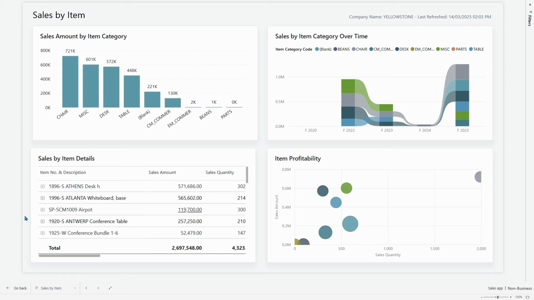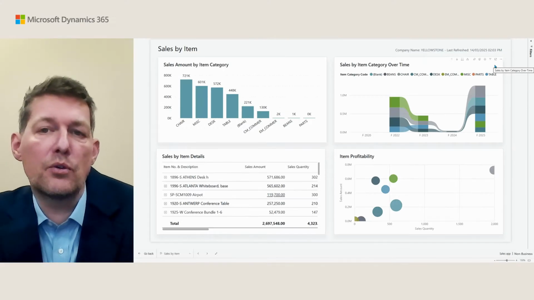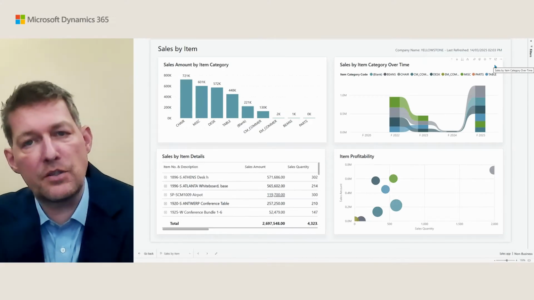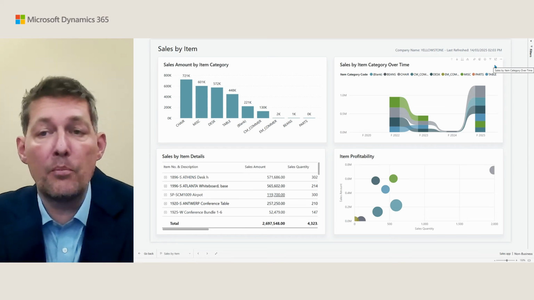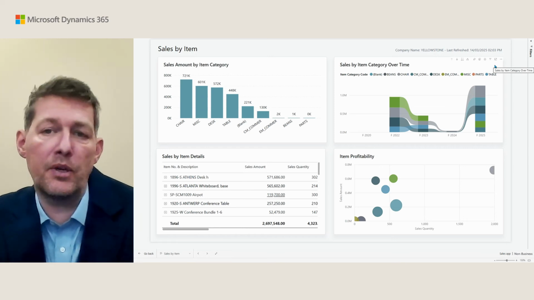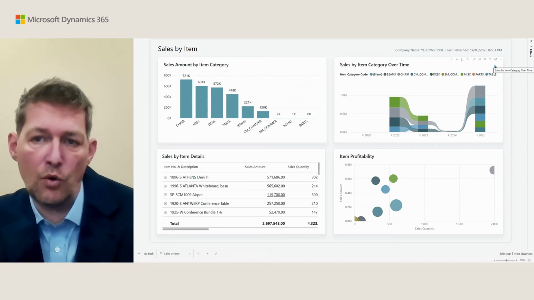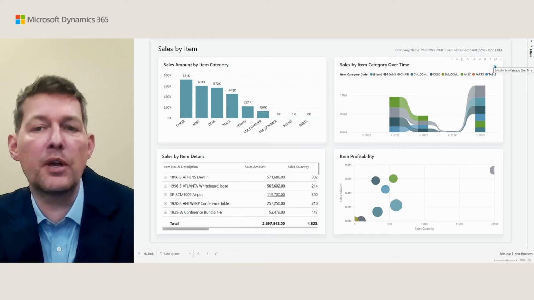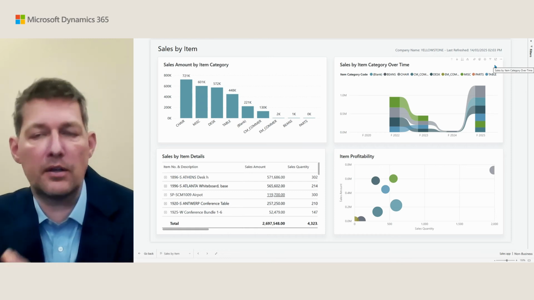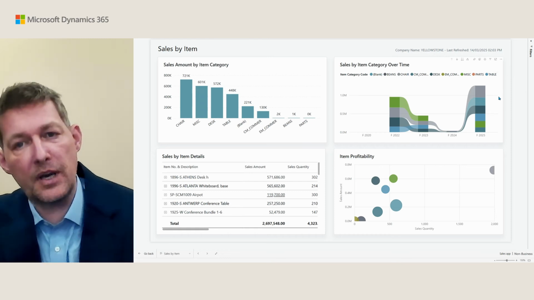So here on the sales by item, we have two new visuals to the right. The first one is sales by item category over time. This is a way to look for patterns such as seasonality, or maybe certain item categories get more interesting sales-wise over time. So that's one way of looking at your sales, not at a point in time, but over time.